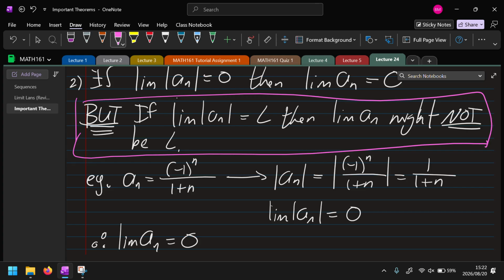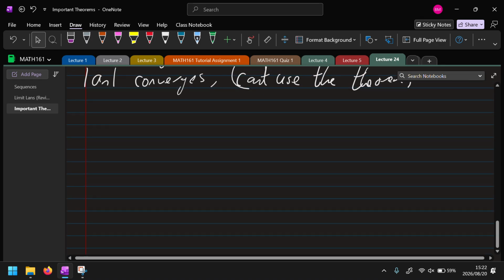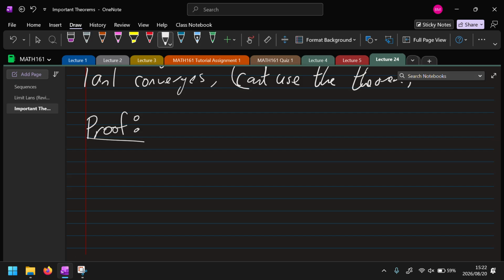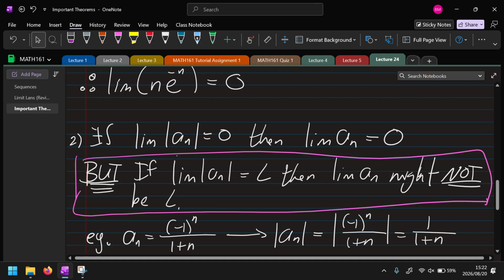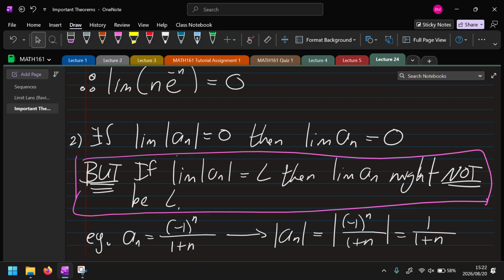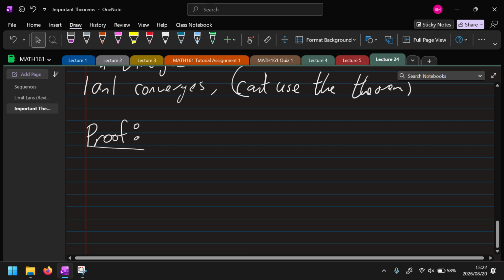Any questions for theorem 2? You're good. Okay, let's have a look at a proof for this. Again, some of them will have proofs, some of them won't have proofs. If I write down the proof, it's going to be testable. So what we want to do is show that if the limit of the absolute value is 0, then the original one is also 0. And we're going to prove this via the squeeze theorem.